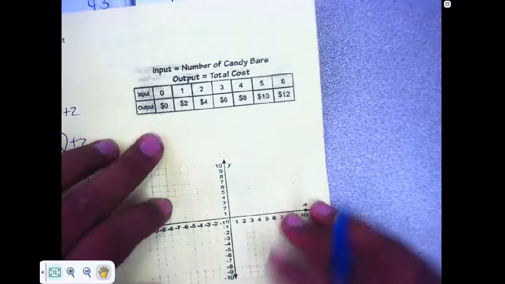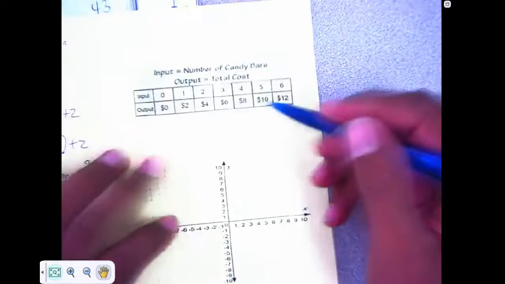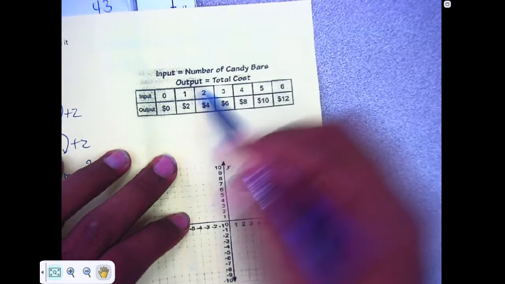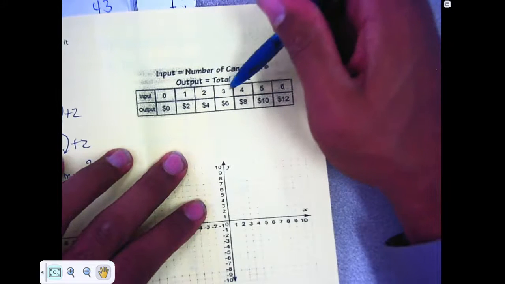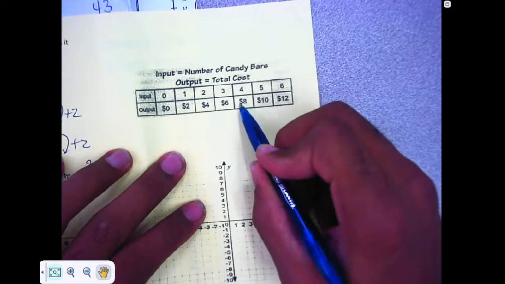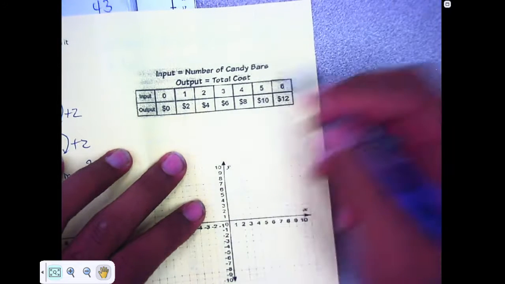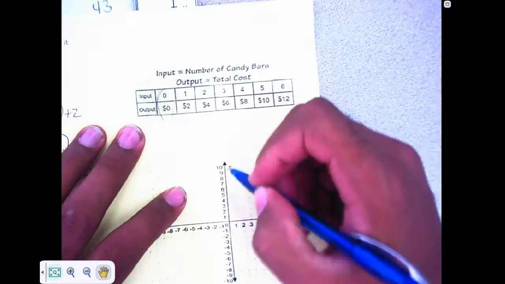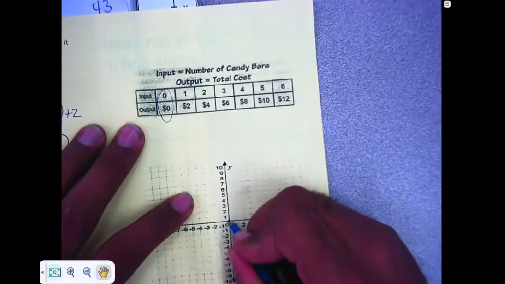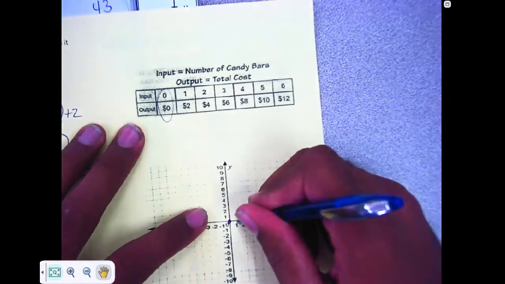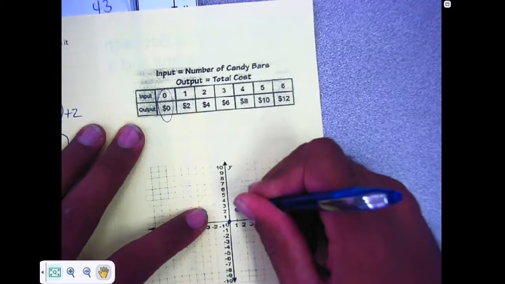Okay, last one. Now, if you look here closely, that's actually a dollar sign. So it looks like this is supposed to be the number of candy bars and how much it would cost. Okay, so that's a dollar sign there, not a 5, which some people thought in the other period. Okay, so my first point is 0, 0. Well, 0, 0 is right in the middle.